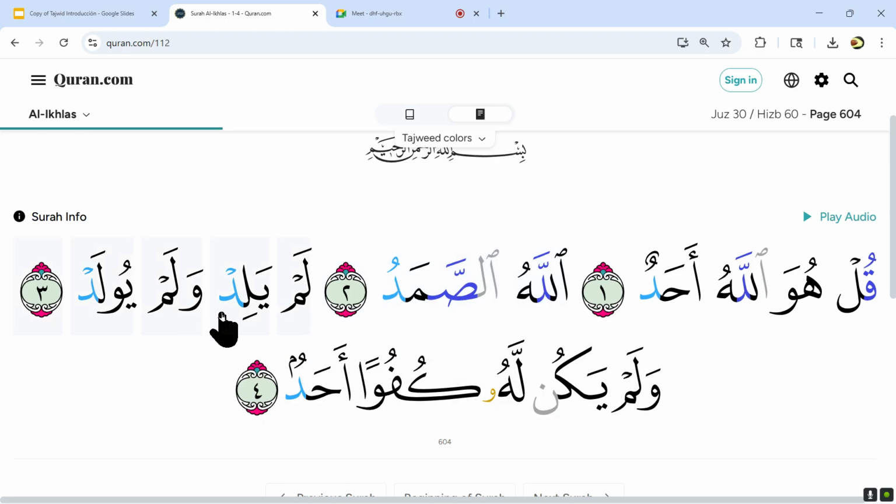Nice. I'm going to continue right here. First I'm not going to include it, and then I'm going to include it. But this dal right here also bounces, and this one bounces. Without the bounce, lam yalid wa lam yulad. With the bounce, lam yalid wa lam yulad. And then to finish it off, wa lam yakun lahu kufuwan ahad. No bounce. And now with the bounce. Wa lam yakun lahu kufuwan ahad.